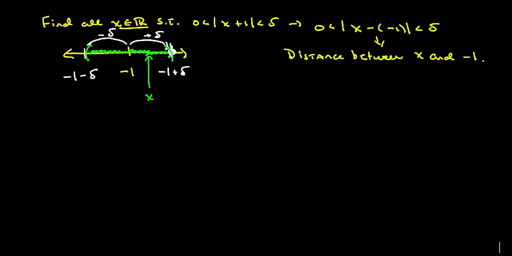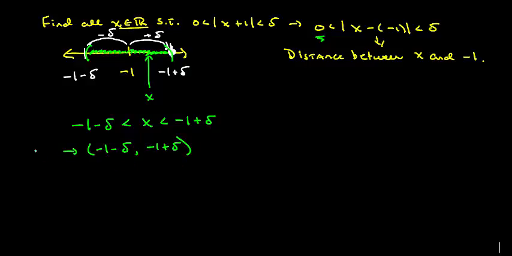So we have to be careful. I'll talk about the restriction in just a second. So if x is anywhere between this guy and this guy, we can write it like this: negative 1 minus delta is strictly less than x, which is also less than negative 1 plus delta. Or you could write it like this: negative 1 minus delta, comma, negative 1 plus delta. And this is interval notation.